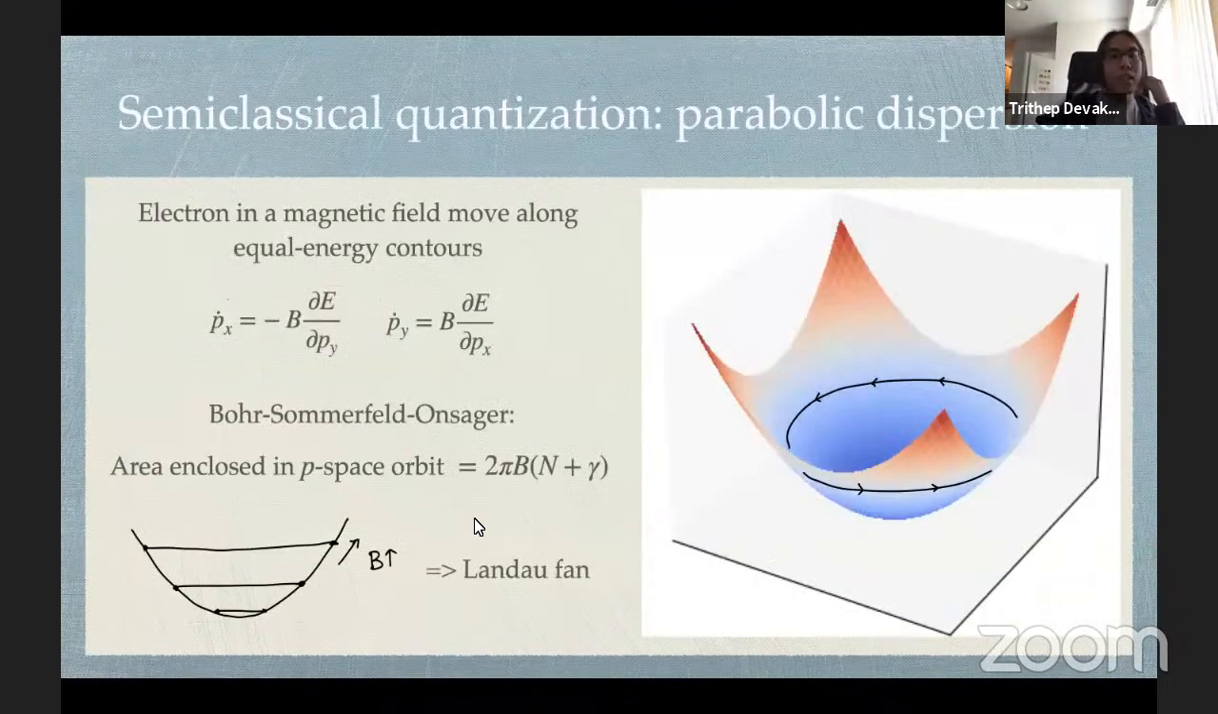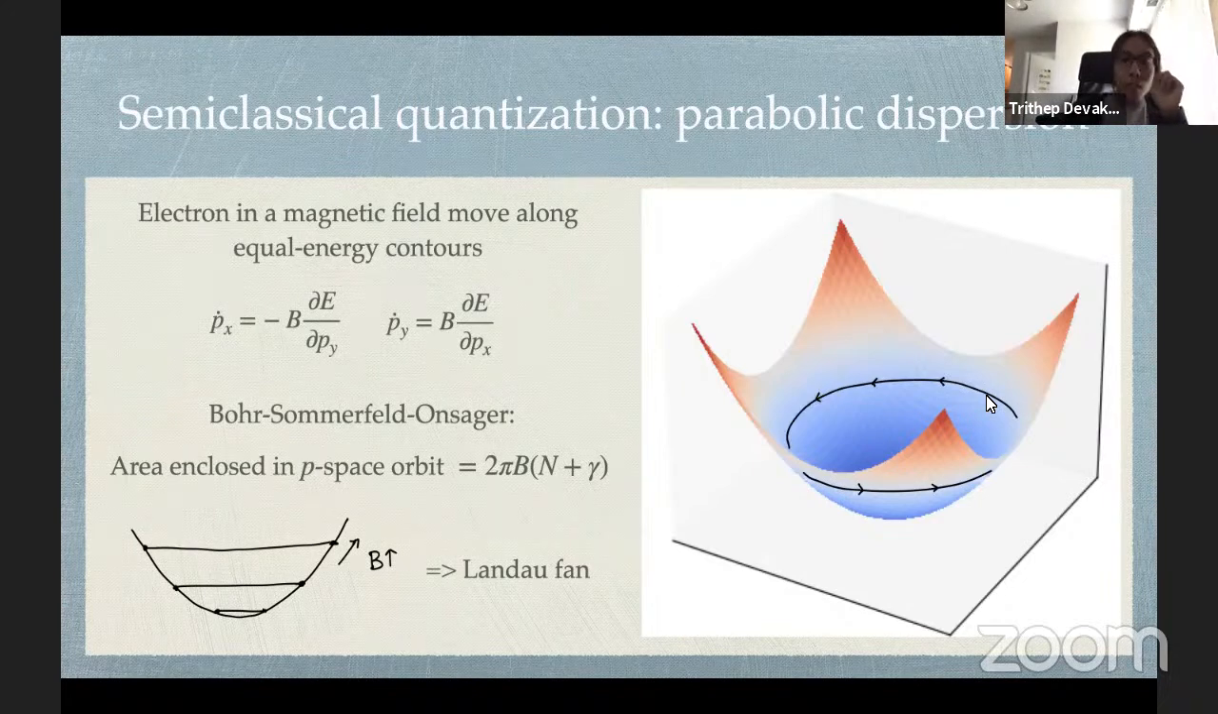Okay, so let me start out by reviewing how semi-classical quantization works for electrons in a magnetic field. Here I just have a quadratic dispersion. As we know, electrons in a magnetic field move according to these equations of motion. As they're moving, they feel a Lorentz force that pushes them along. Their momentum follows this equation of motion, and this leads to motion along equal energy contours. So if you put your electron in here, as it's moving, it'll slowly wind around and form a closed loop.